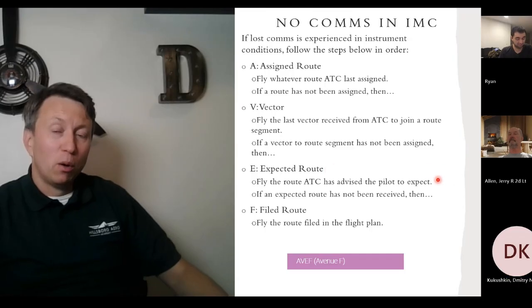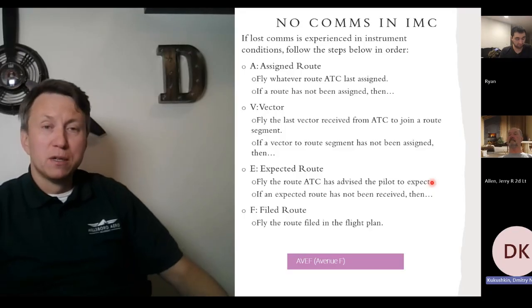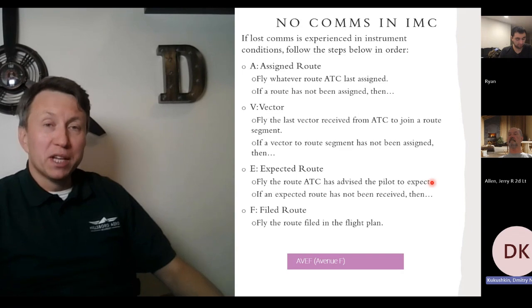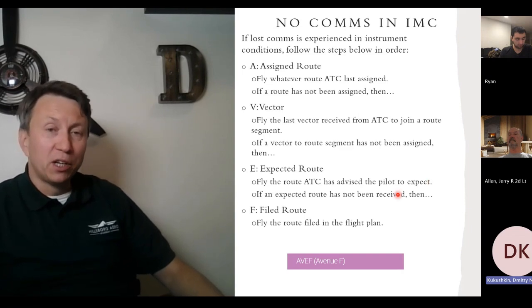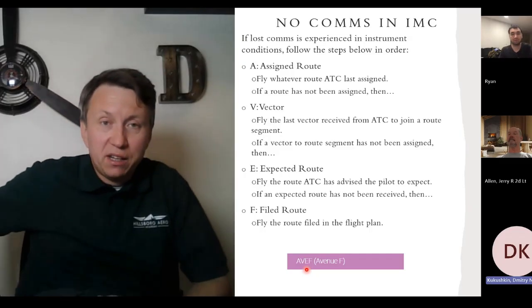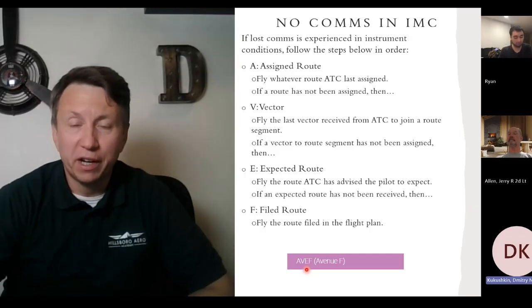So when the time expires, when this expect the route comes, you fly what's expected. And last, if you have not been assigned, vectored, or expected or anything, you fly what's filed. If you file direct Hillsboro to Eugene, you fly that route. But again, AVE F, that goes in the sequence. So in that specific order: assigned, vectored, expected, and filed.